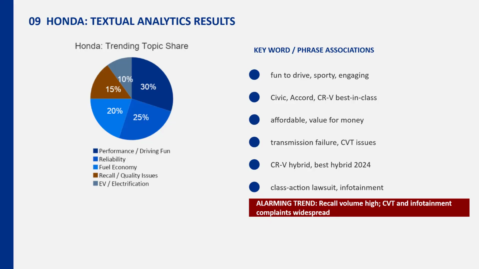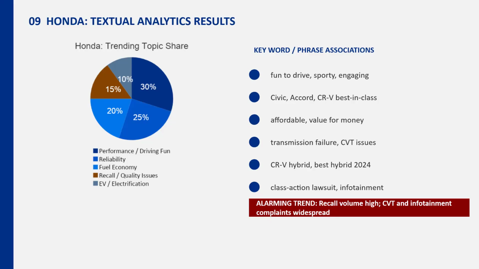Reliability content accounts for about 25% of Honda's mentions, followed by fuel economy at 20%. So far, so good. But here's where Honda's picture gets a little bit more complicated. The recall quality issue content accounts for about 15% of all Honda brand mentions, nearly double Toyota's 9%. And the electrification content only accounts for about 10%. Signals that Honda's EV storytelling is not yet breaking through.